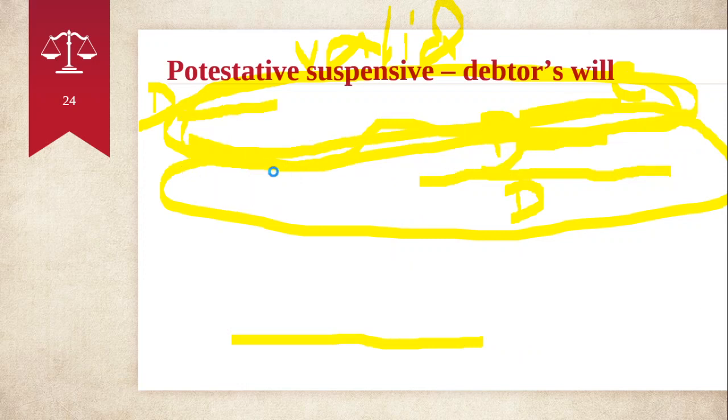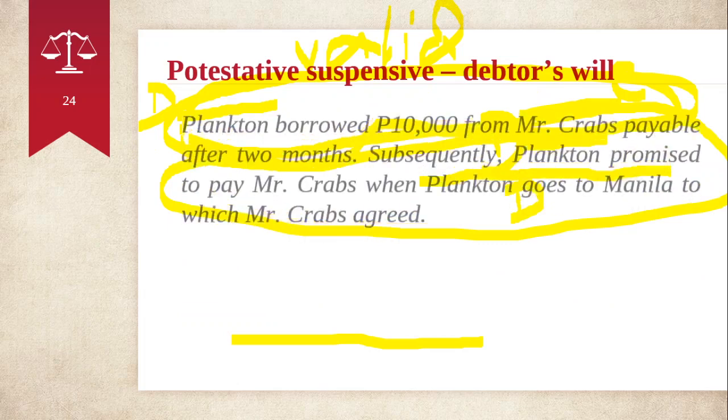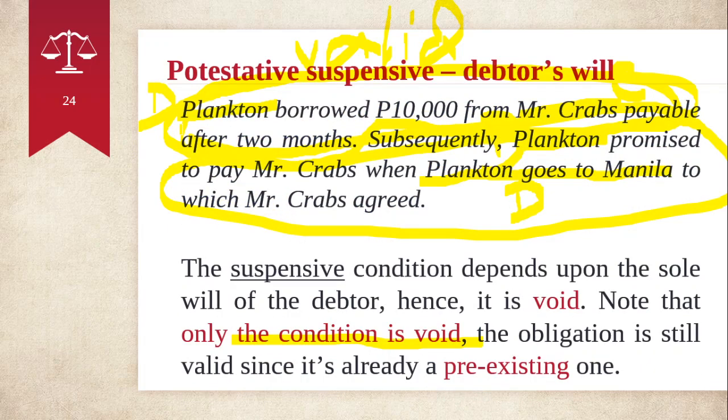Okay? Dito sa kabilang problem natin, simultaneous, kung kailan nangyari ang obligation sabay nilang pinag-usapan ang condition. Therefore, both the obligations and the conditions are void. Dito naman, pre-existing. Okay? May utang na. And then later na nila pinag-usapan ang condition. So, only the condition is void. The original obligation still exists. Valid pa rin yun. Okay? So, again, we are talking here about potestative suspensive debtor's will.